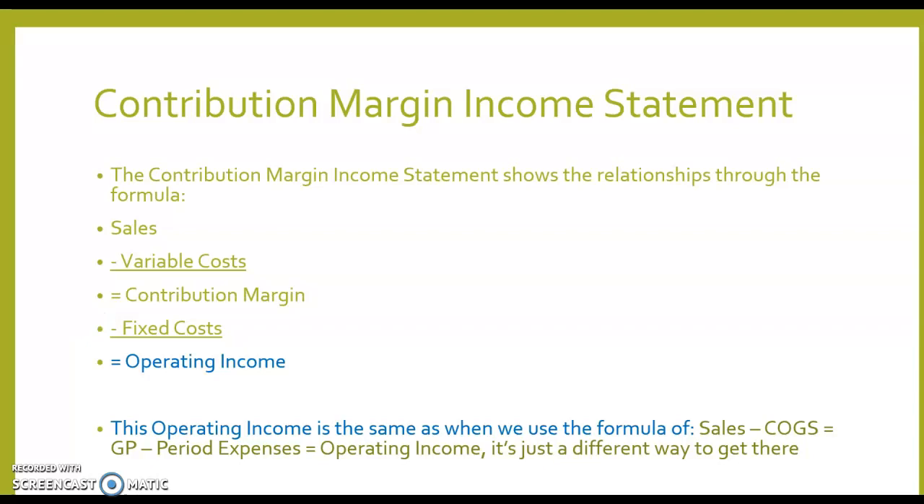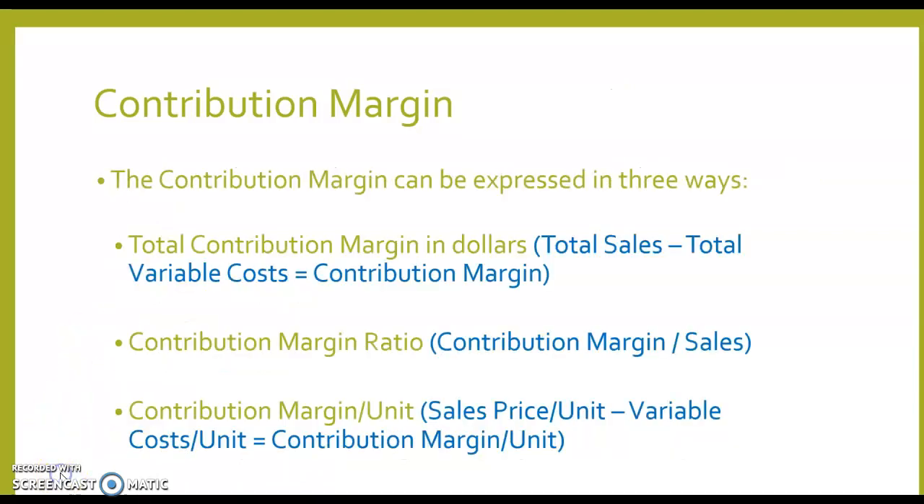Okay, so contribution margin, once I get it by taking my total sales minus my total variable cost, if I take that contribution margin and divide it by sales, I get the contribution margin ratio. It'll be like a percentage. Okay, we had done that with gross profit as well. We took gross profit divided by sales, and we got the gross profit percentage.